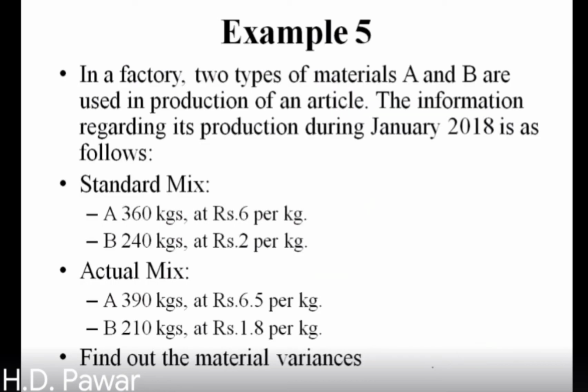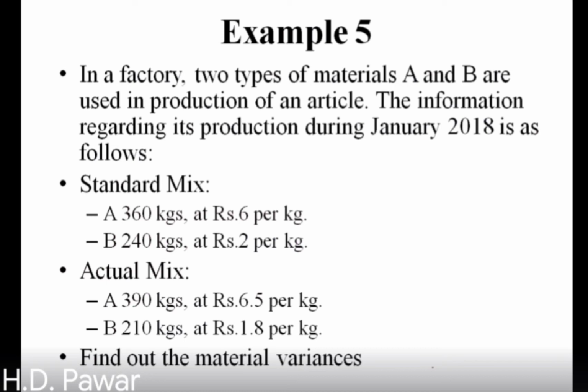Now the example number 5. In a factory, two types of material A and B are used in production of an article. The information regarding its production during 2018 is as follows. Standard mix is given, actual mix is given, right? And find out the material variances. Again, no specification is given as to which variances are required. Calculate the material variances.